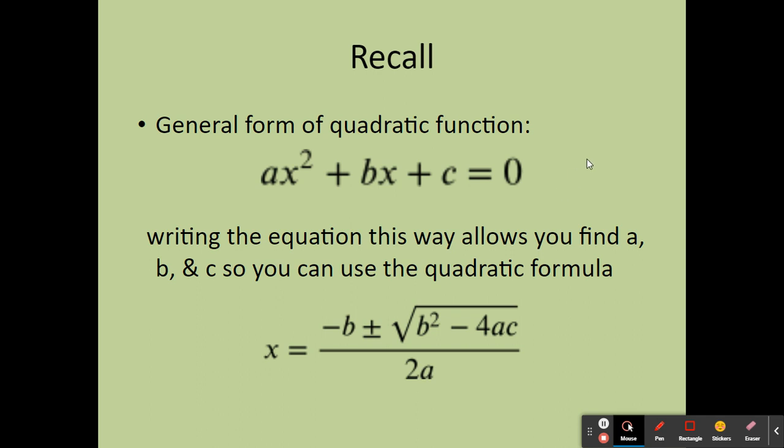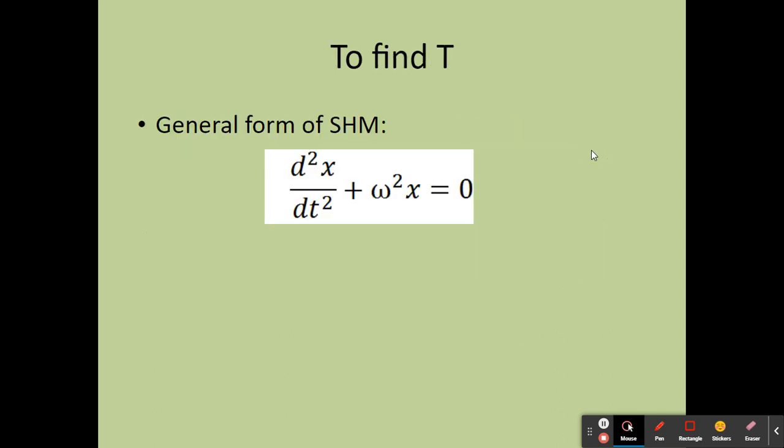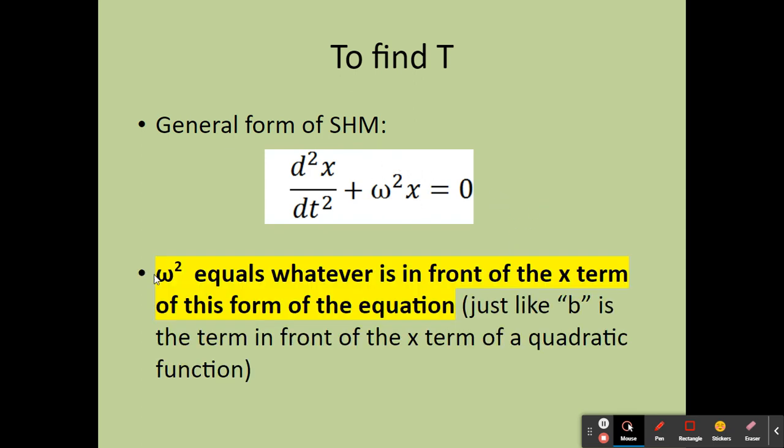The second order differential equation for springs is no different. So the general form, we want it like this. Just like it was ax squared plus bx plus c is equal to 0, we're going to rearrange everything so that it's the second derivative without any coefficients in front of it, plus whatever else is left in front of the x is equal to 0. And then omega squared is equal to whatever is in front of the x, just like b is the term in front of the x term of a quadratic function. So you get it in this form, and then you get what omega squared is by just looking at your equation.